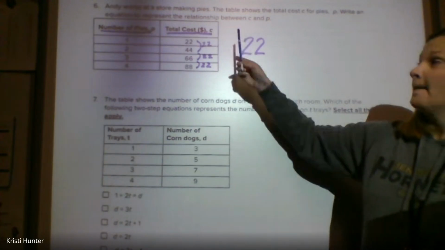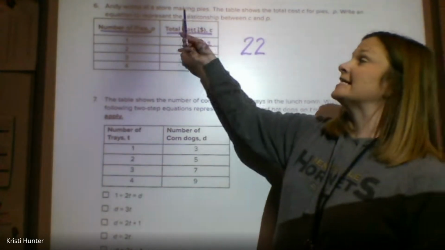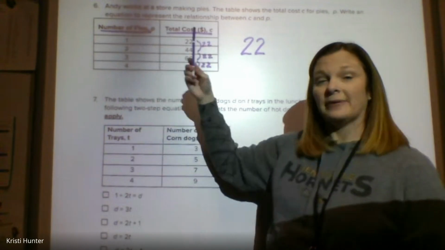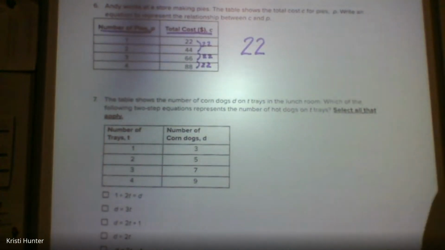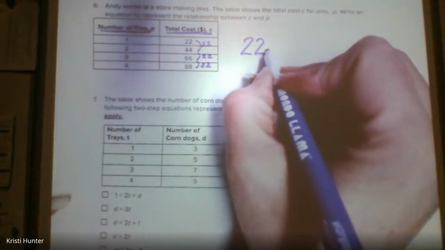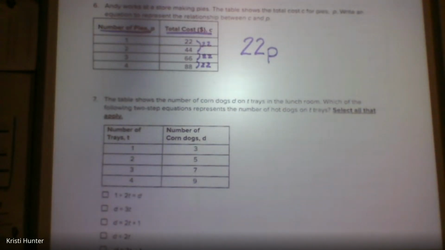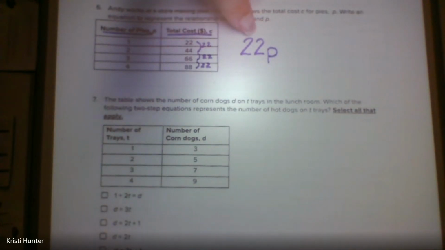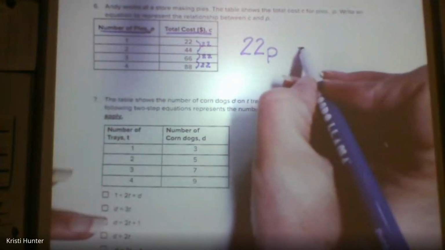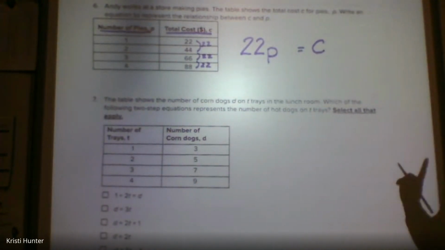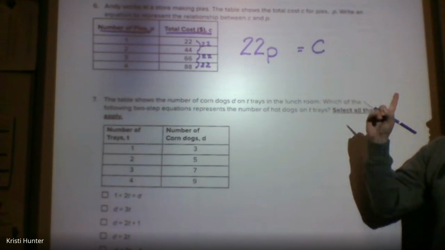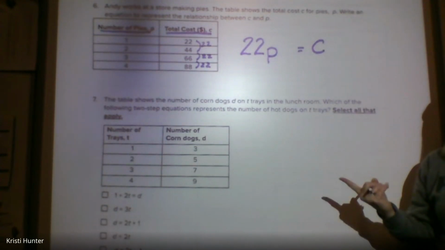Now remember, my cost depends on how many pies I purchase. So I'm going to use the P, my variable for the pies I purchased. So my pies are going to be $22 every pie I purchase, and that'll equal my costs. Now, if this is a one-step equation, then I'm done. And there's a good way to check it.